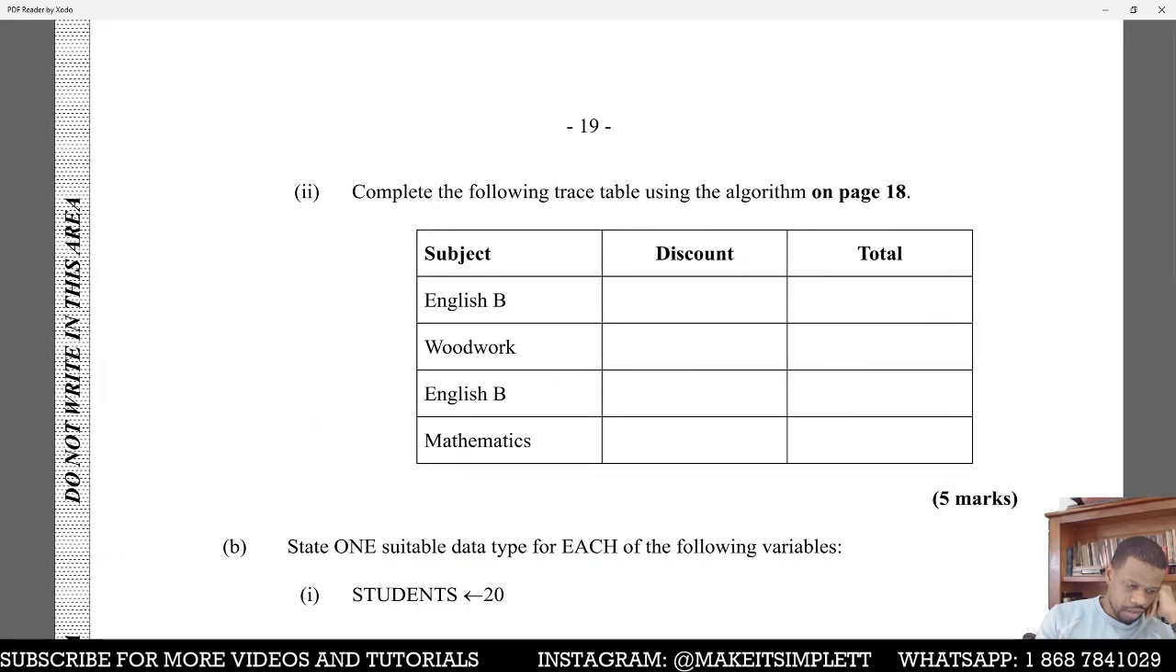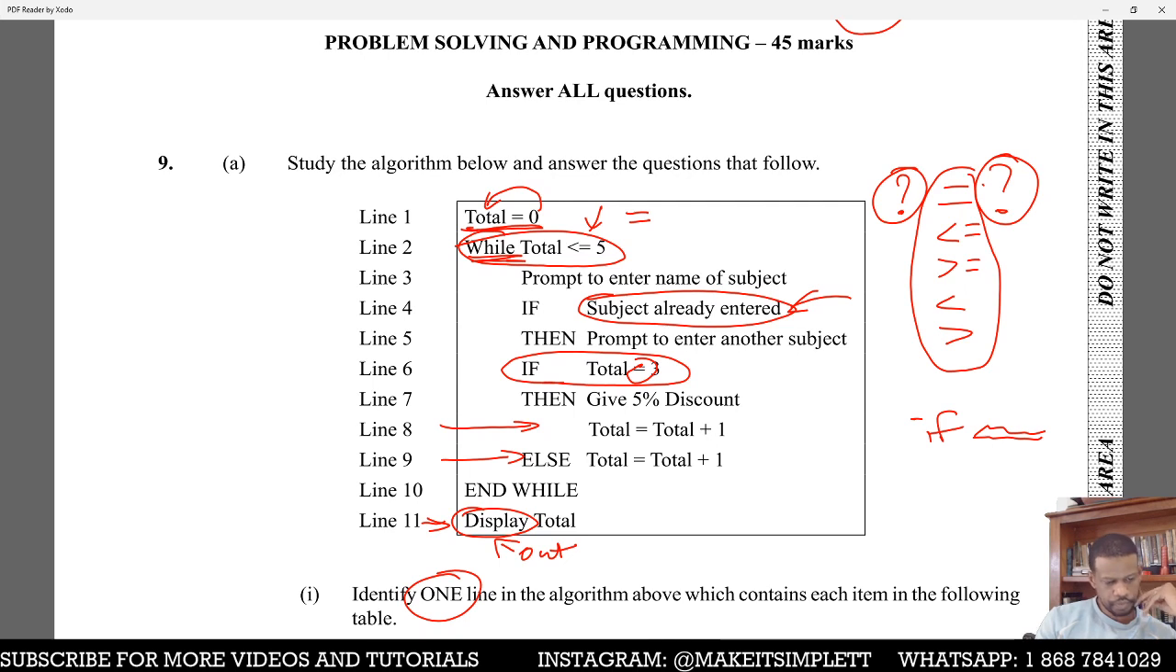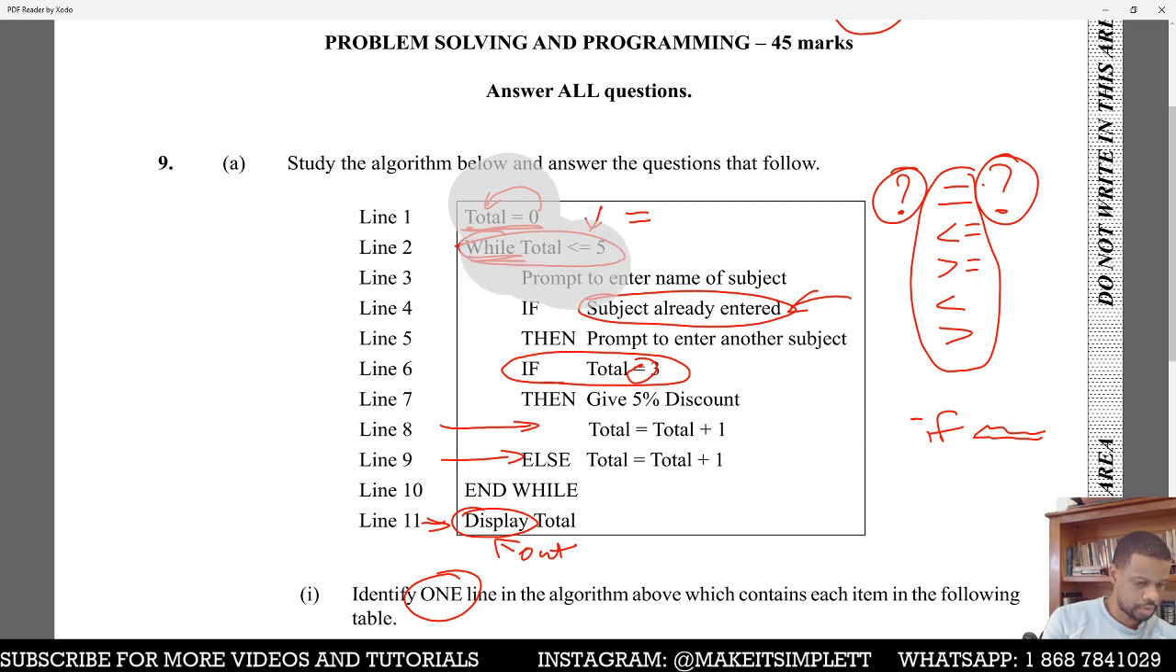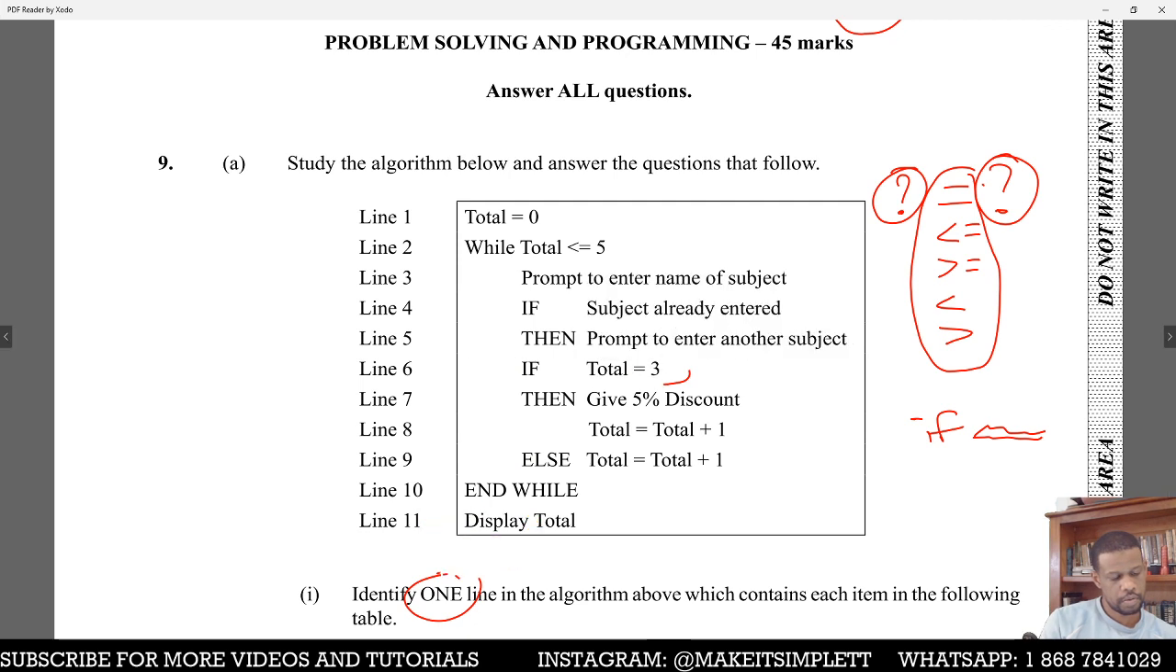Okay, so now we want to complete the following trace table in the algorithm. I'm going to clean it up for you so that we could see it properly. Alright, cool.